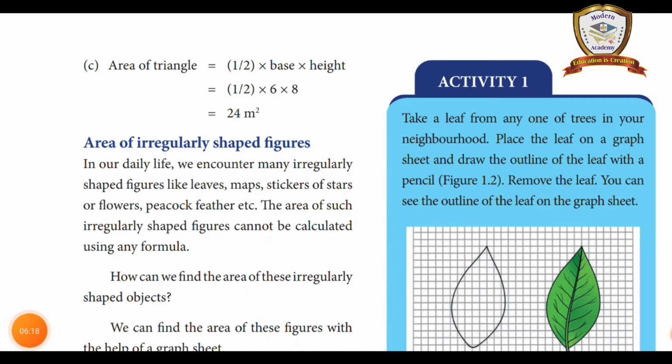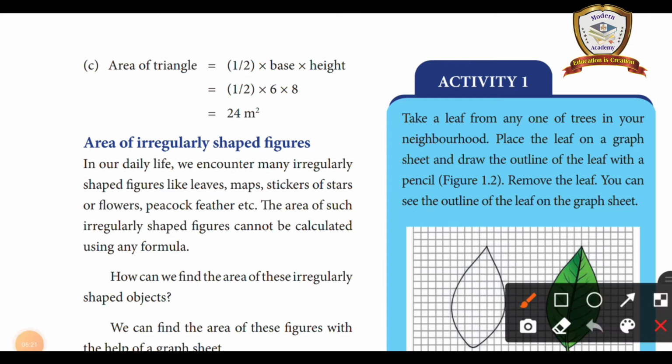Next, one more question is there, area of triangle: half into base into height, half into 6 into 8. 1 2s are 2, 3 2s are 6, so totally 24 meter square.